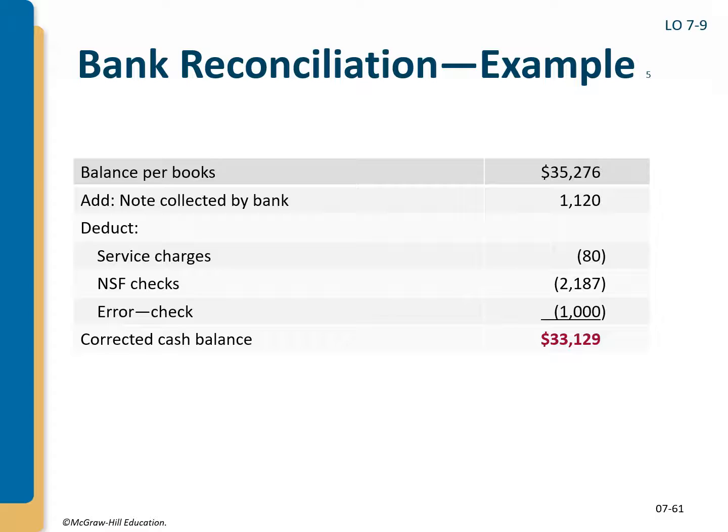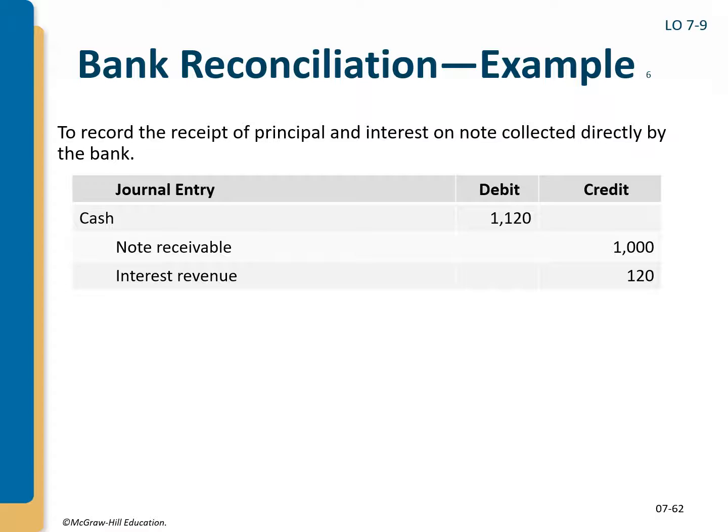When we add and subtract those missing items that we didn't have recorded back in our checkbook, the corrected cash balance is $33,129. Now they agree. So reconciling, finding the missing items in both areas, adding and subtracting them, your balances will agree.